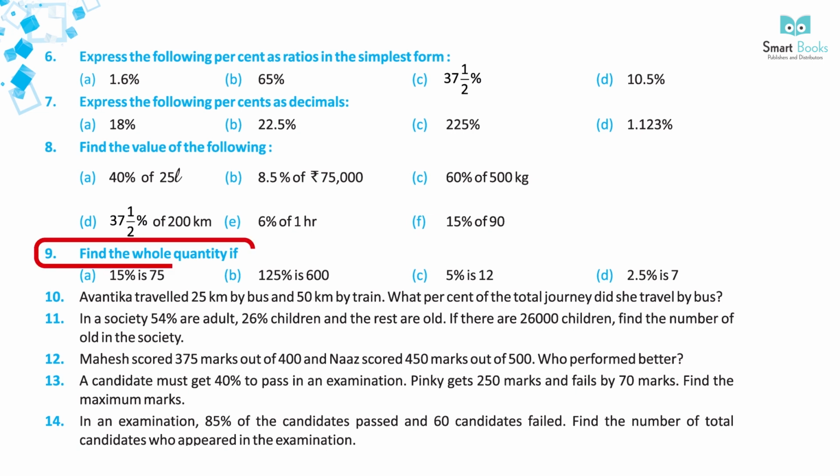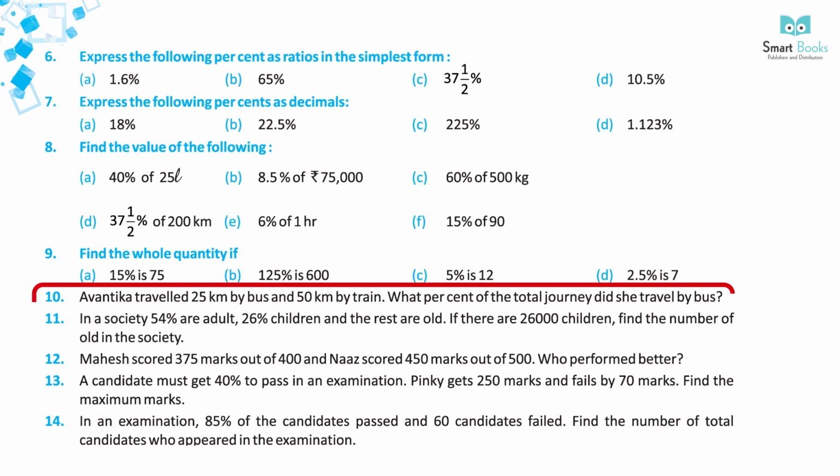Question 9. Find the whole quantity. A. 15% is 75. Solution 500. B. 125% is 600. Solution 480. C. 5% is 12. Solution 240. D. 2.5% is 7. Solution 280.